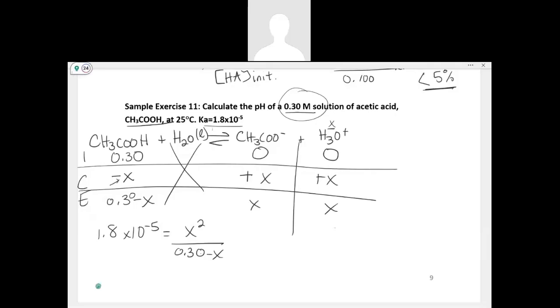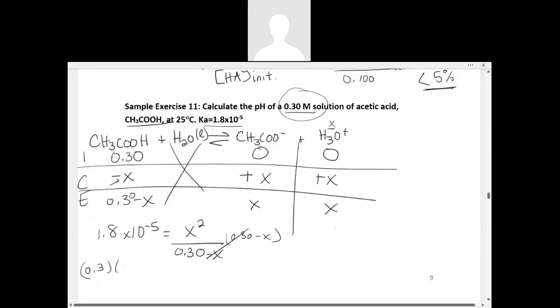We don't have information to solve for X, so we have to actually use our Ka value to solve. I'm going to rearrange this. I'm going to multiply both sides by 0.30 minus X, so that will cancel out over here. And this would look like 0.3 times, we'll approximate, right? We'll keep that X for now, 1.8 times 10 to the negative fifth.